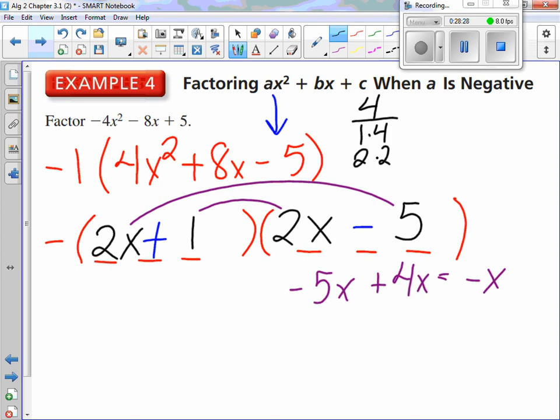Now, if we check this here, 2x times -5 is -10x. 1 times 2x is plus 2x. So it gives us -8x. Yes? That's what we're looking for, right? -8x? Yes? No?